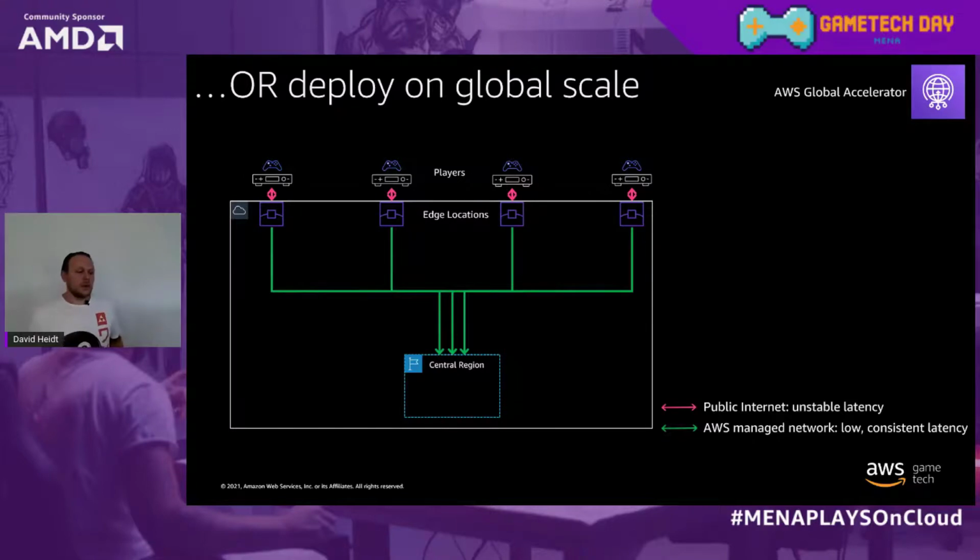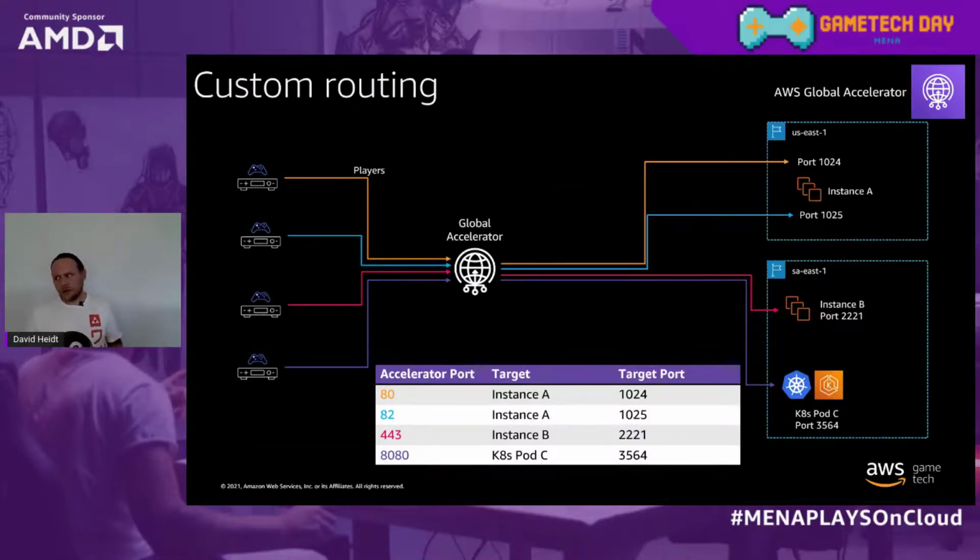What has been also introduced, well, not recently, I think it was at re:Invent last year, is the so-called custom routing. Custom routing lets you basically define a routing table on your Global Accelerator IP, so that you have a port mapping to an instance and target port in your Amazon VPC. And that can be an EC2 instance, but it can basically be any VPC resource that you have, and it can also be a Kubernetes pod.